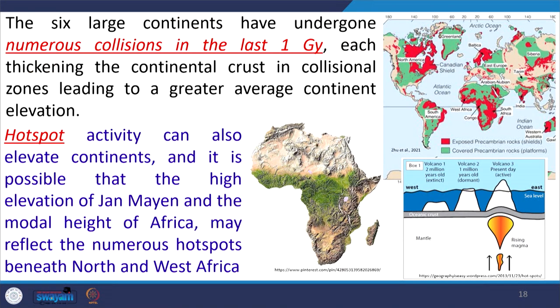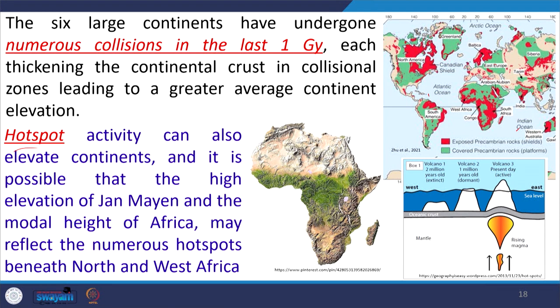So, the six large continents have undergone numerous collisions in the last 1 giga year, each thickening the continental crust in the collisional zone, leading to the greater average continental elevation. Acquiring this elevation is not a one day process, or due to one go. It is the subsequent, numerous collisional events that are responsible. For example, these six large continents that we are discussing here have not undergone only one phase of deformation or collision. There are a number of collisional events that these continents have experienced, and due to these subsequent collisions, they have gained their area as well as their height. So, the present height is not related to only the last collisional event. It is the subsequent collision events from the beginning up to now.